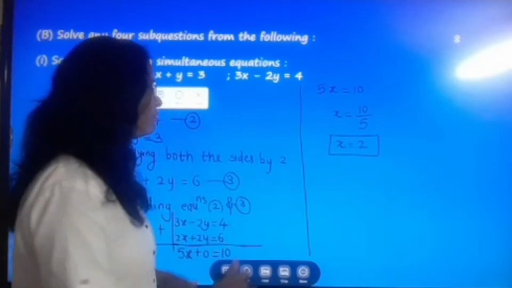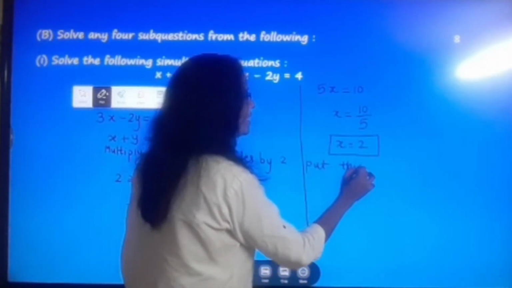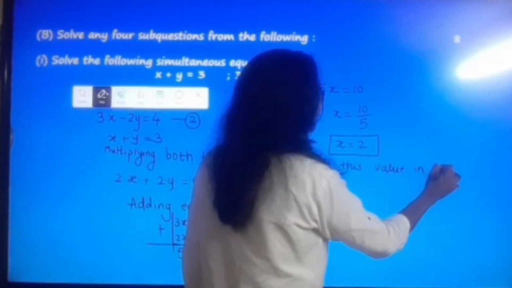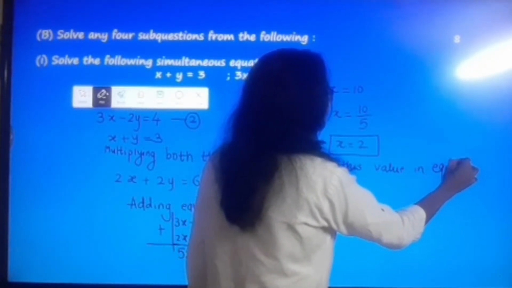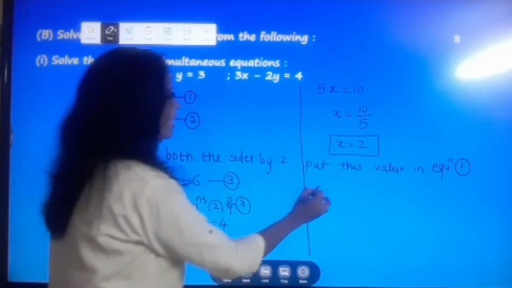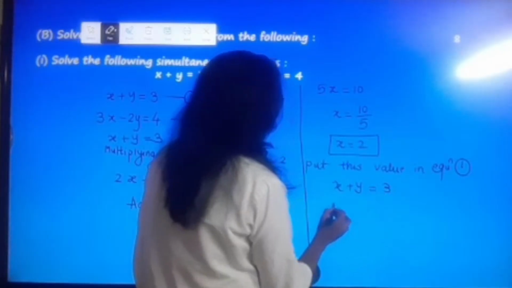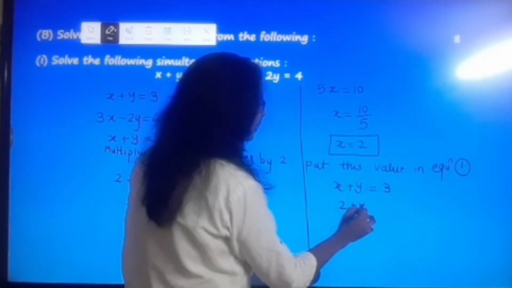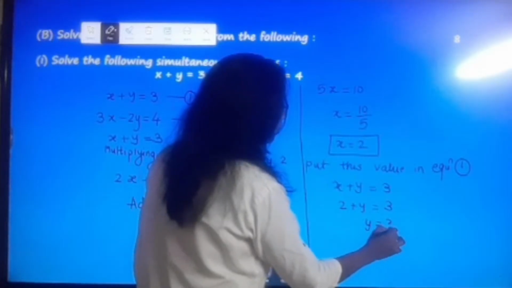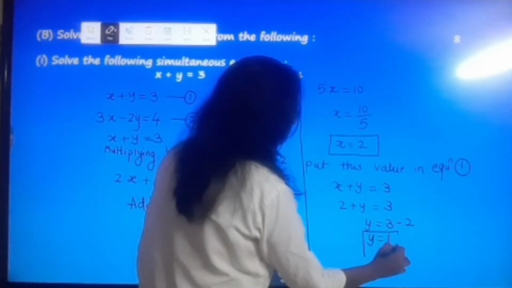Then here put this value in equation 1. So equation 1 is x plus y is equal to 3. Then here 2 plus y is equal to 3. So y is equal to 3 minus 2. That means, students, y is equal to 1.